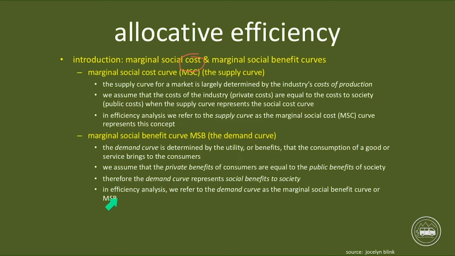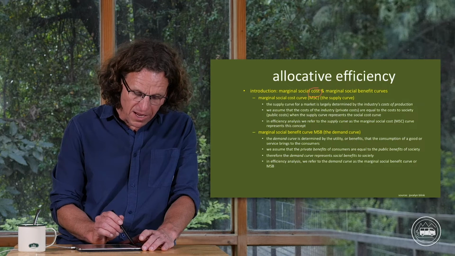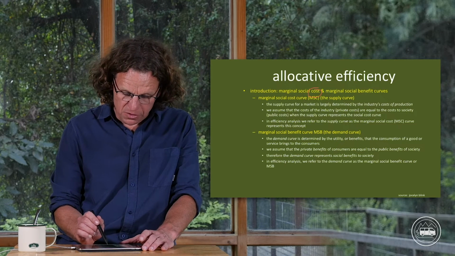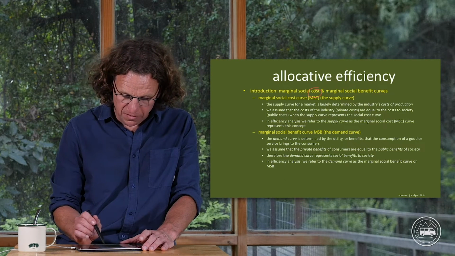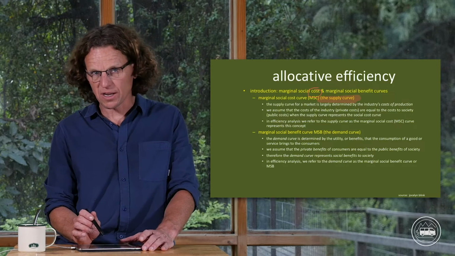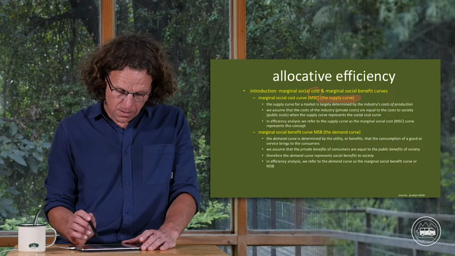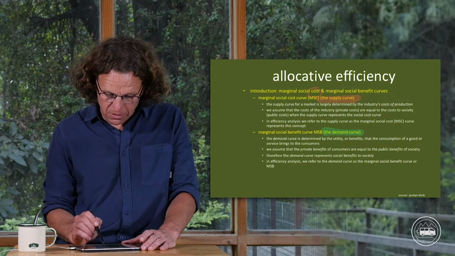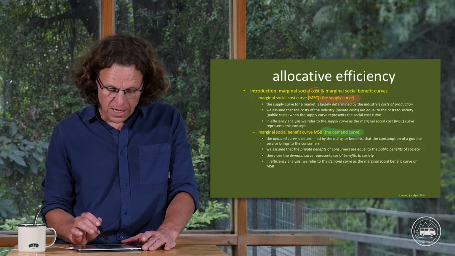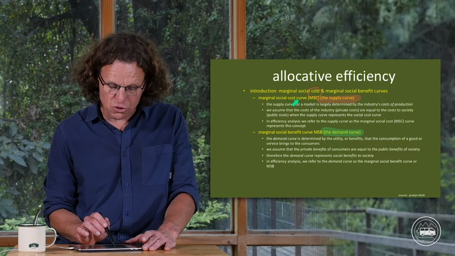Just go with me. In efficiency analysis, we refer to the demand curve as the marginal social benefit curve, or the MSB. Basically, the supply curve, which I always represent with red, is going to get a new name. The demand curve, which I always associate with green, is going to get a new name.